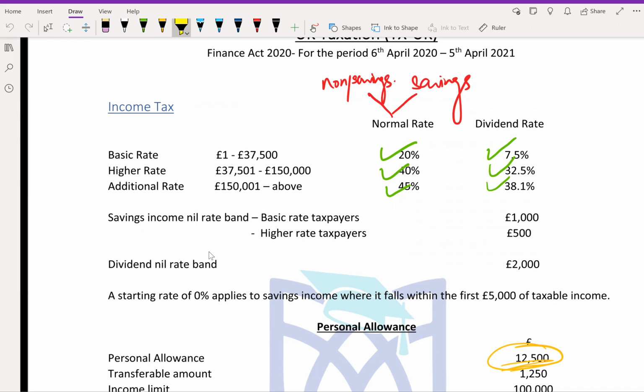Now, the first band is the basic rate band, then the higher rate band, and then the additional rate band. Basic rate band starts from £1, ends at 37,500. Higher rate starts at 37,501, ends at 150,000. And additional rate starts at 150,001 till infinity. Okay. Now, considering the bands, I just want you to take 2 minutes. Try to consume what I've just said, and the bands, and then I'll show you the working.